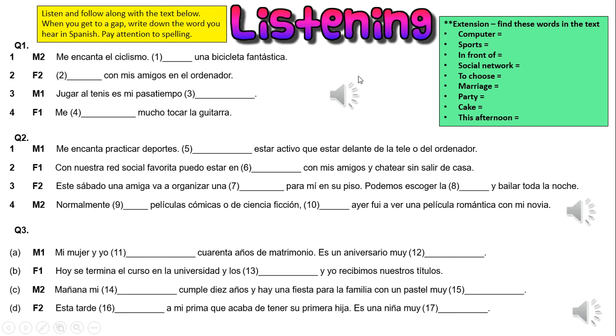Okay, right, we're going to make a start. You're following along on the screen. When you get to a gap, write down the word in Spanish that you hear. Make sure you try and spell it correctly.